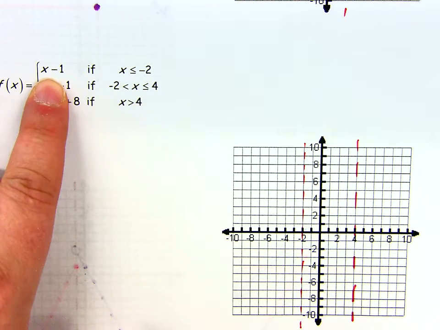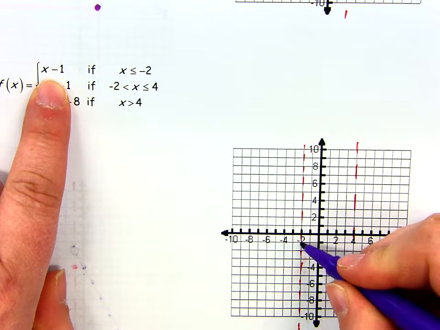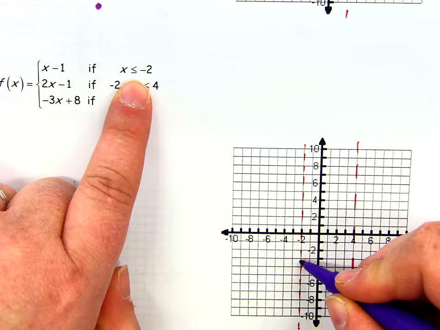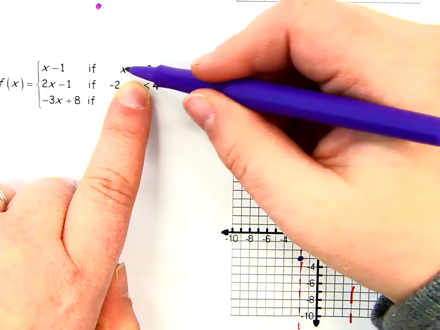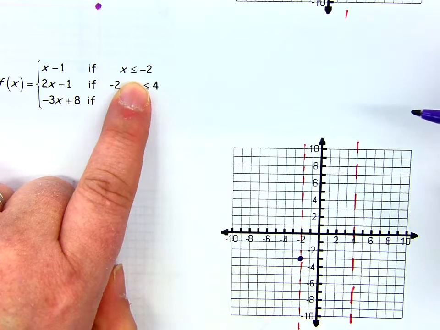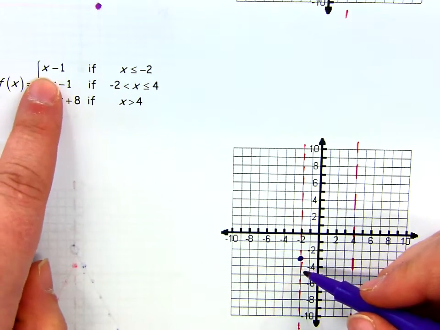-2 minus 1 comes out with a -3. So at -2, I'm at -3. Open or closed circle? Closed. Is everybody okay with why it's closed? Because it exists when x is less than or equal to -2. So at -2, it does exist there. Okay? So that's my starting point, and then I really just follow the slope.